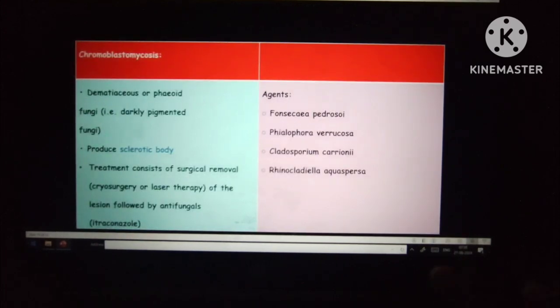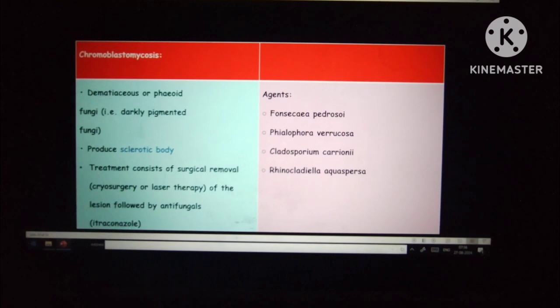So next is chromoblastomycosis. Here it is a dematiaceous fungus. What is a dematiaceous fungus? It is nothing but a darkly pigmented fungus, that is, it produces pigments. It can be called a dematiaceous fungus or phaeoid, whatever term is given. So if you come across the word chromoblastomycosis, the first point to remember is the sclerotic body.